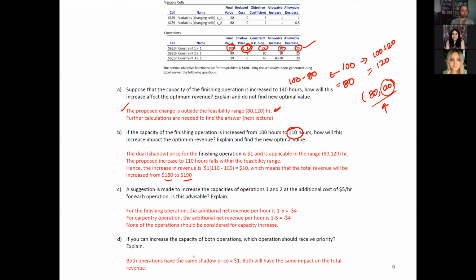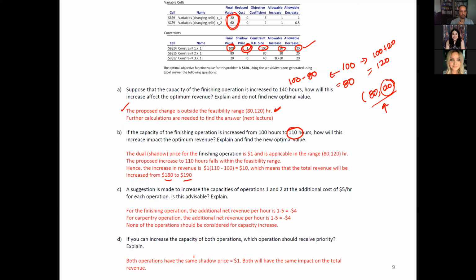But you know that if you go outside that feasibility range, the optimal solution of the problem, which is 20 and 60, is going to change. It's going to be different. So you will have to recompute the optimal solution for your problem. As long as we stay within the feasibility range, we know that this optimal solution is not changing, so we can provide insight on how that will increase or decrease our objective function.